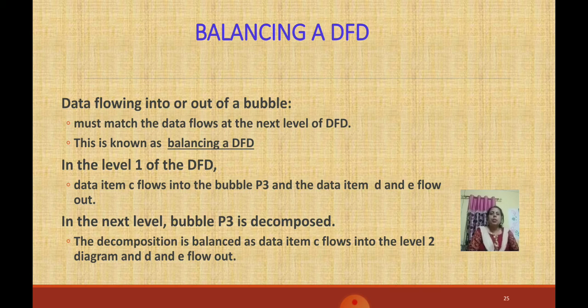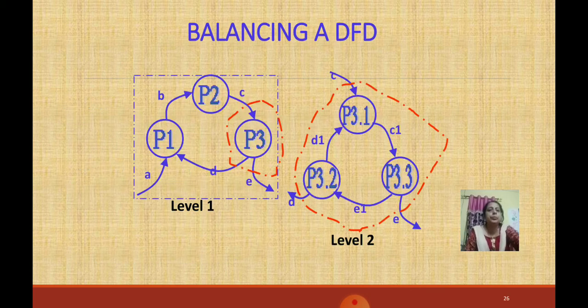In the next level, the bubble P3 is decomposed. The decomposition is balanced as data item C flows into the level 2 diagram and D and E flow out. Means in each decomposition the input data and output data must be the same. This is known as balancing a DFD. So this is the example of balancing a DFD.